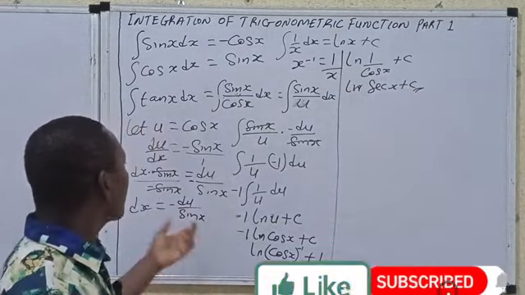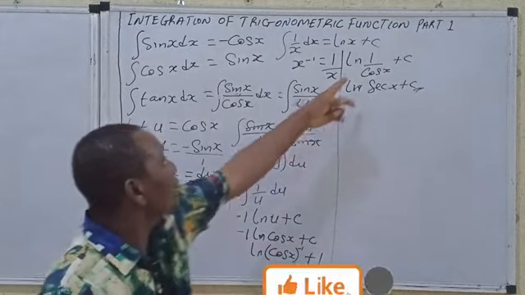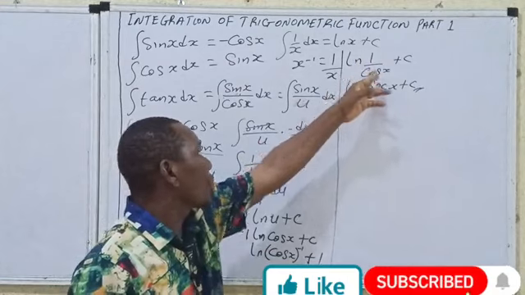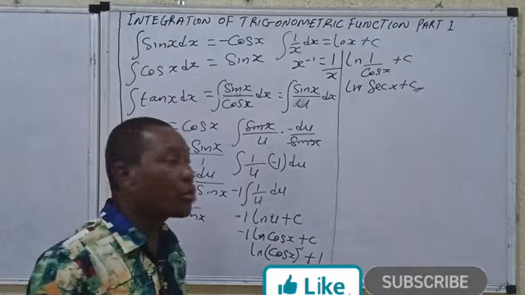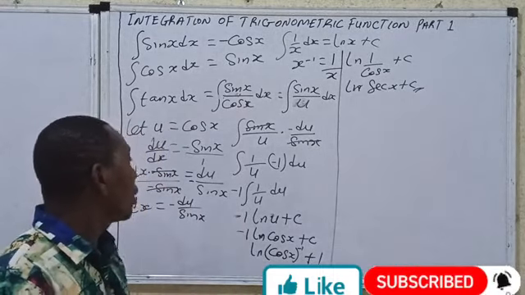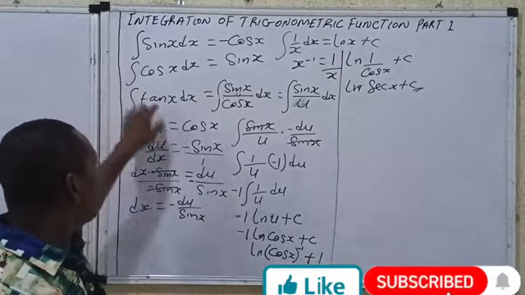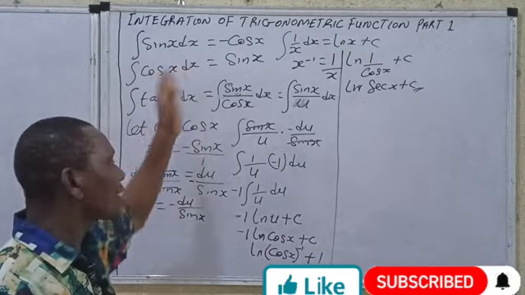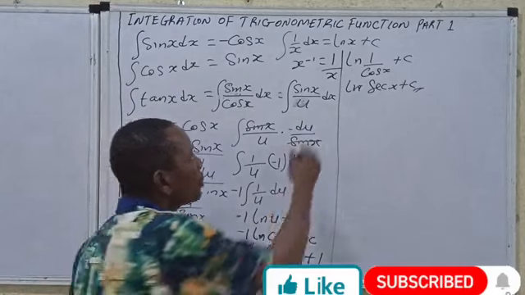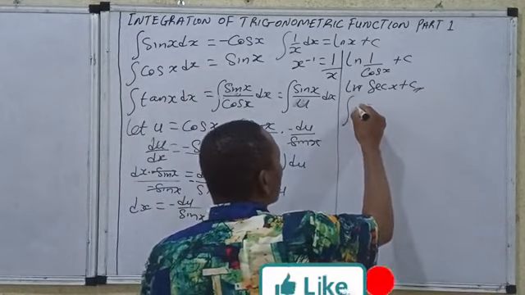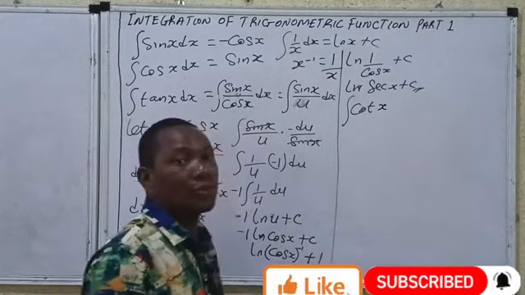When I'll be solving some other questions, I'll tell you that 1 all over cos x is sec x. I did that when I was talking about trigonometric identities, so you can go and check my videos on that. So this is how you can integrate tan x. Just follow the simple process and you get your answer. I want you to attempt this. I'll solve integrating cot x in my next video.